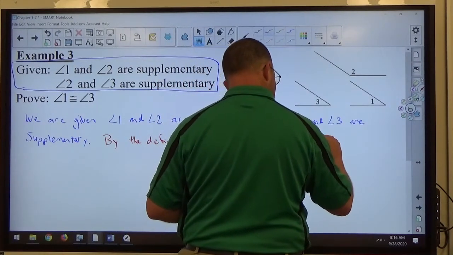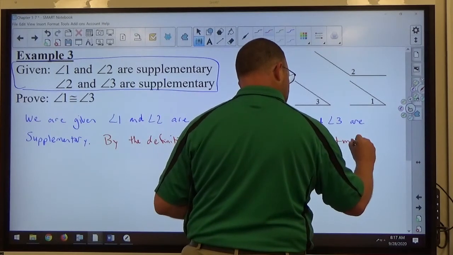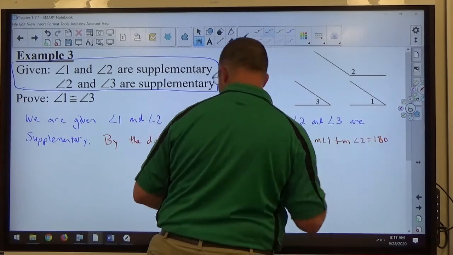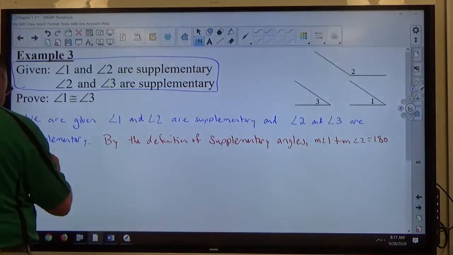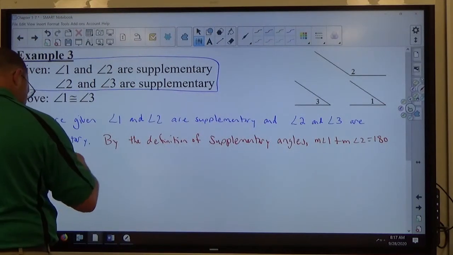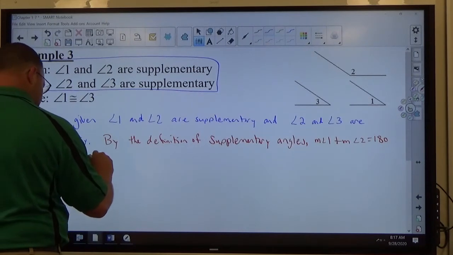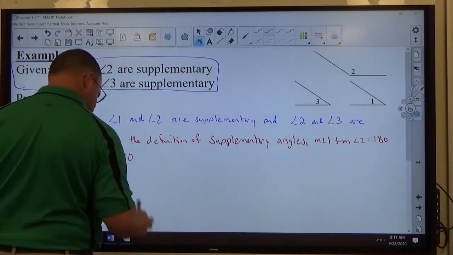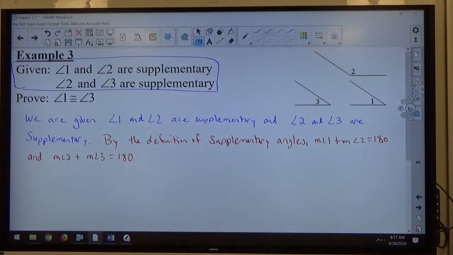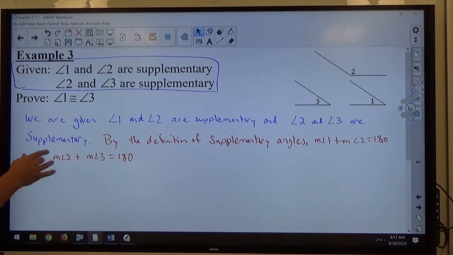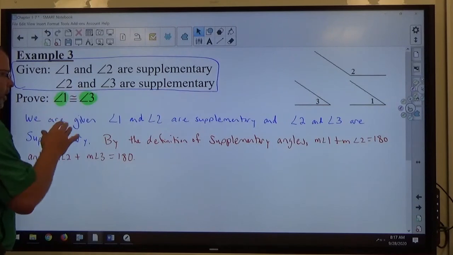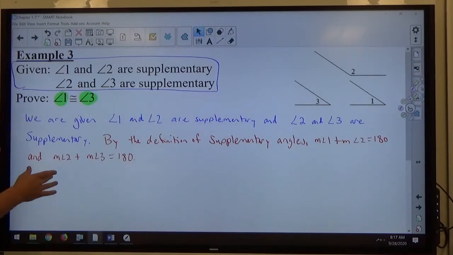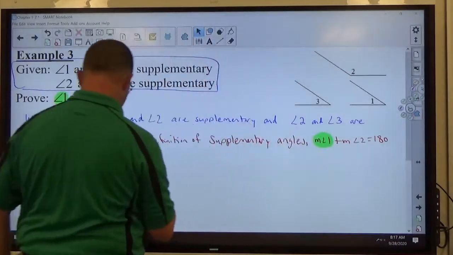measure of angle 1 plus measure of angle 2 equals 180, and measure of angle 2 plus measure of angle 3 equals 180. And again, that definition has supplied us with a couple of equations, both containing what we want to prove. We want angle 1 and angle 3 to be congruent to each other. We need to get angle 1 and angle 3 into an equation. There's angle 1 in an equation, there's angle 3 in an equation.